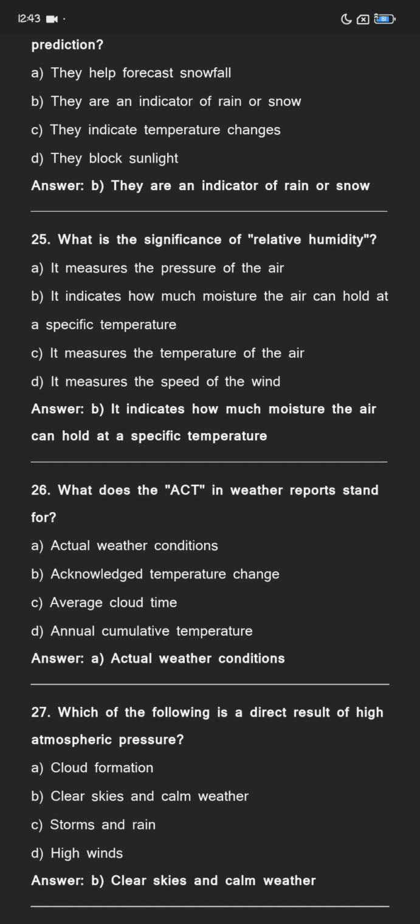What is the significance of relative humidity? It measures the pressure of the air. It indicates how much moisture the air can hold at a specific temperature. It measures the temperature of the air. It measures the speed of the wind. The answer is it indicates how much moisture the air can hold at a specific temperature.